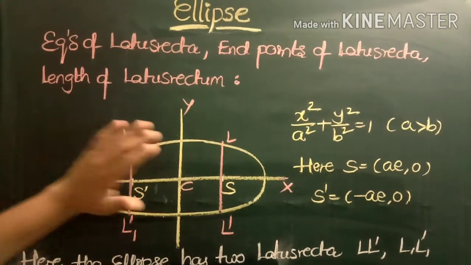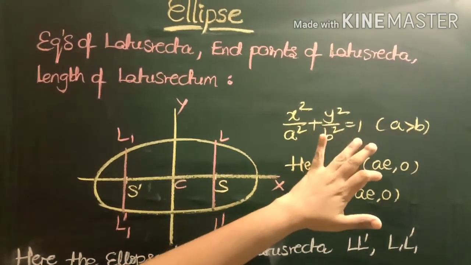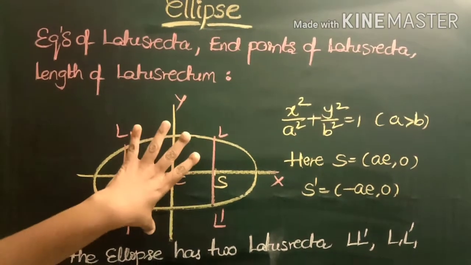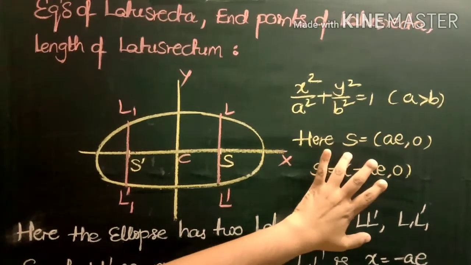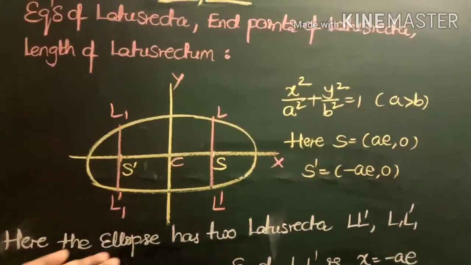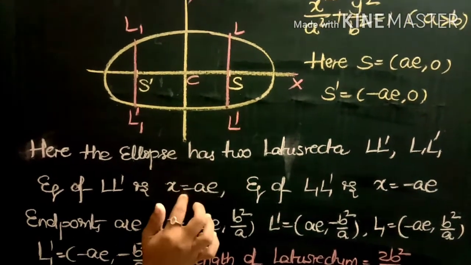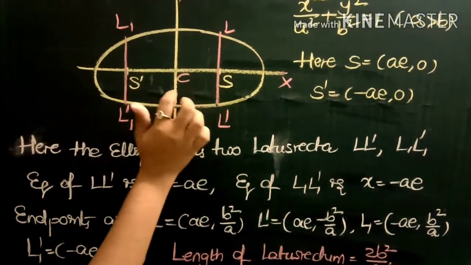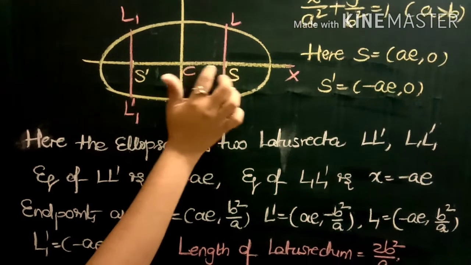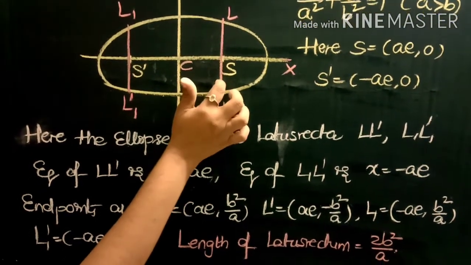Further, first we take one equation of the ellipse, which is x square by a square plus y square by b square is equal to 1, a greater than b. Now this is the standard form. Already we know that in this form S is equal to ae comma 0 and S dash is equal to minus ae comma 0. Now here the ellipse has two lattice rectum. The equation of LL dash is x is equal to ae, since this is the line parallel to the y axis and the distance between these 2 points is equal to ae. So the equation of this line is x is equal to ae.